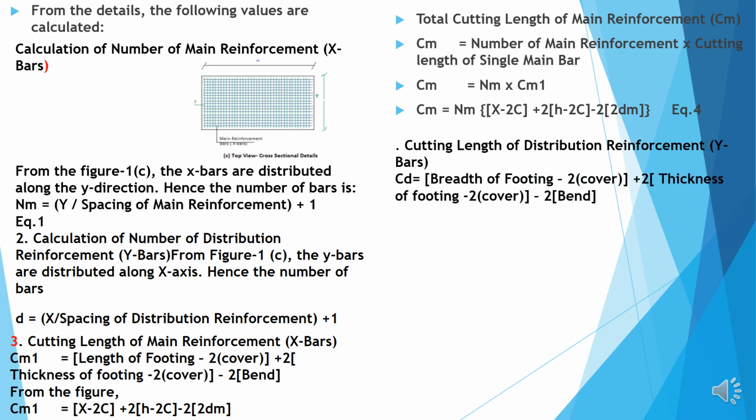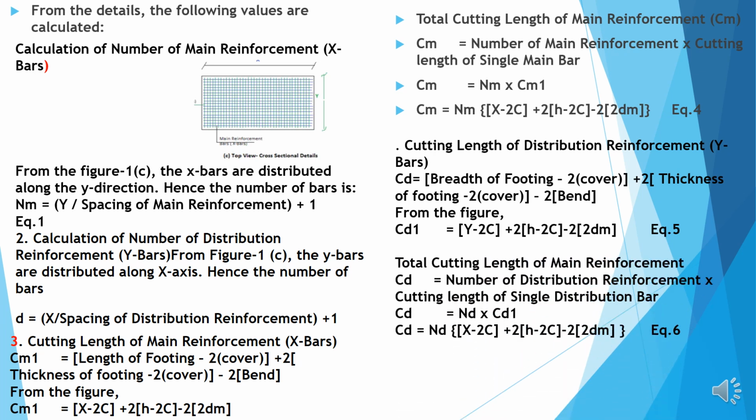Cutting length of the distribution bars cd1, that is the breadth of the footing minus 2 covers plus 2 thickness of the footing, that is the cover, minus 2 bends. From the figure, cd1 is equal to y minus 2c plus 2h minus 2c minus 2 into dm. This I am calling equation 5.